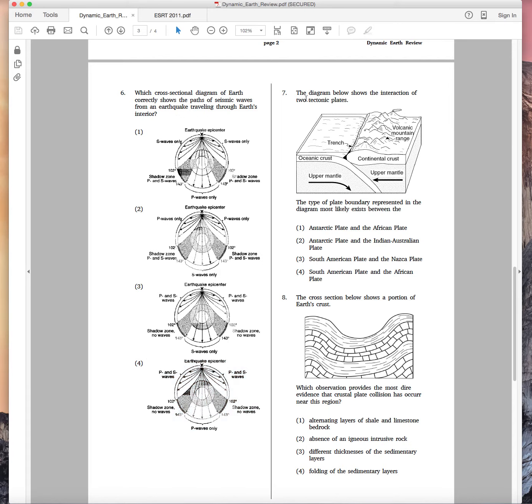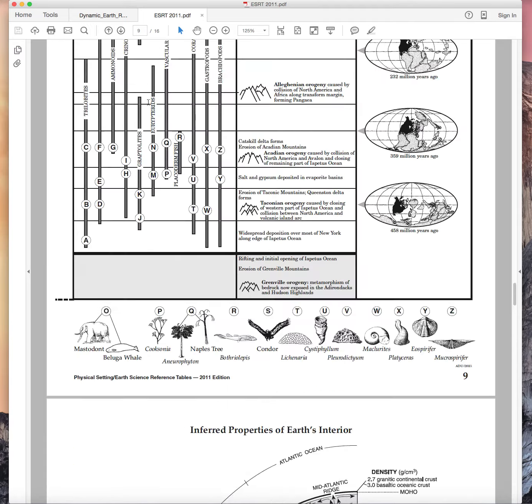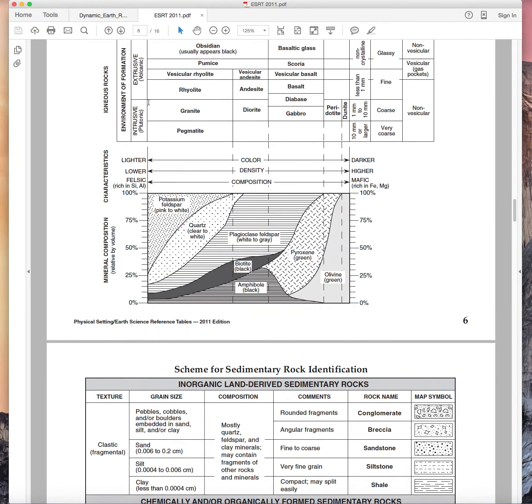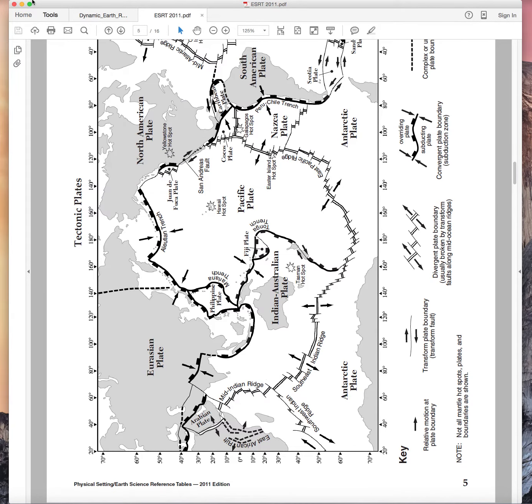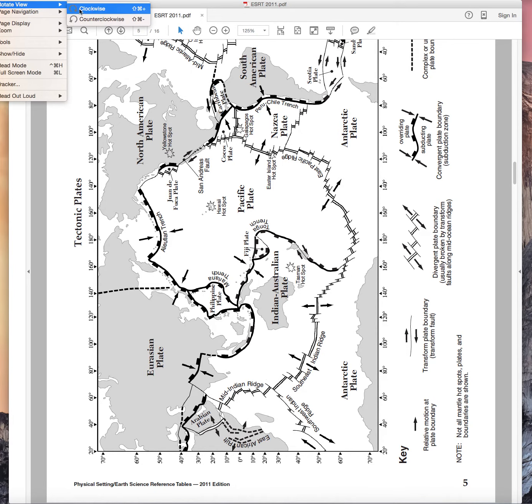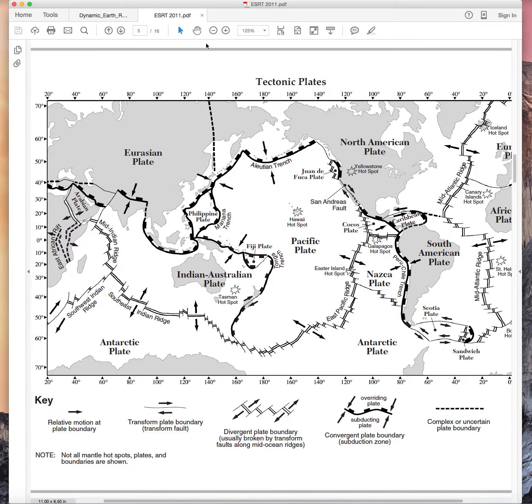Okay, moving on, number 7. The diagram below shows the interaction of two tectonic plates. The type of plate boundary represented in the diagram most likely exists between the... Alright, so let's go back to our reference table. Let's go back to our plate tectonic map on page 5. Let's rotate the view so we can see it better.